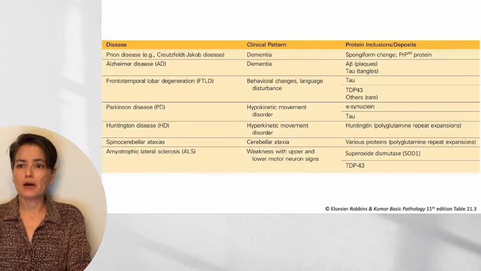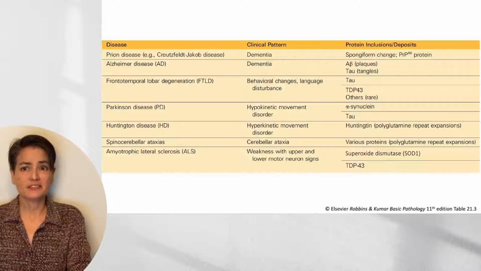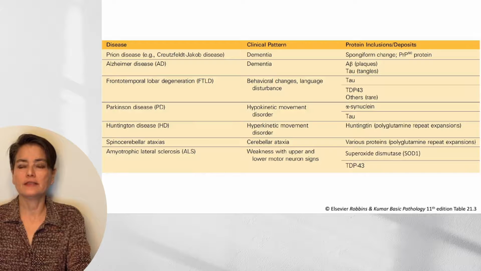This is a table from Robbins and Kumar Basic Pathology that nicely summarizes the various diseases, the clinical pattern, as well as the protein inclusions or deposits that are seen in each disease.